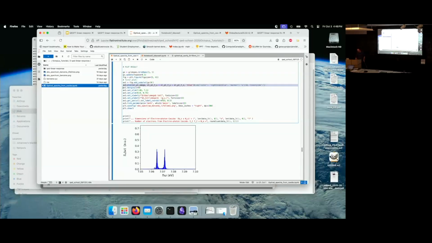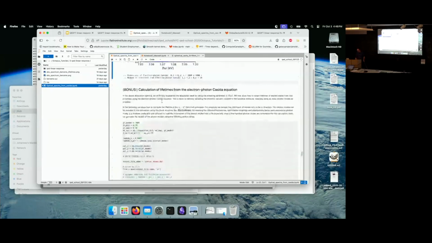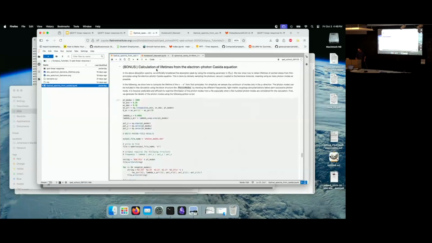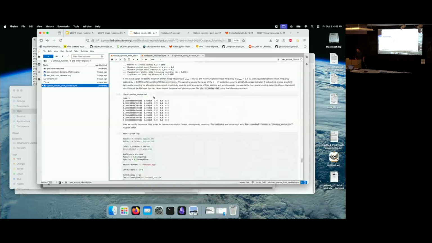And then there's one more example. Maybe some of you have already run it. You call it bonus. There's a lifetime calculation now for a one-dimensional cavity, so you can also run that. Now we have many modes.